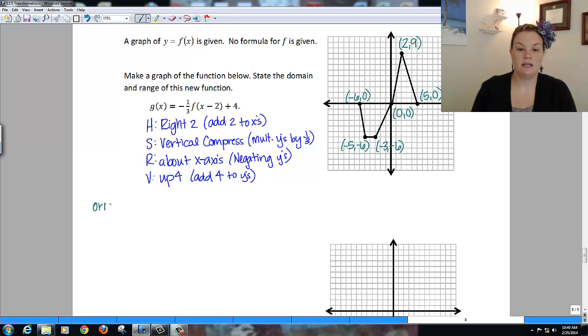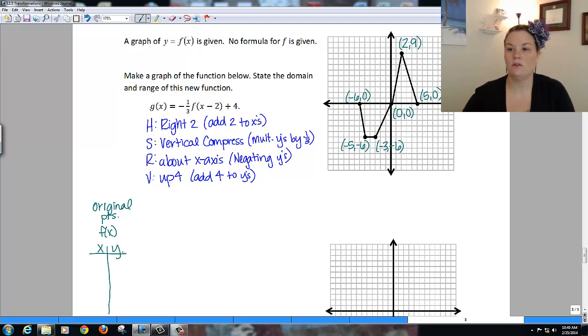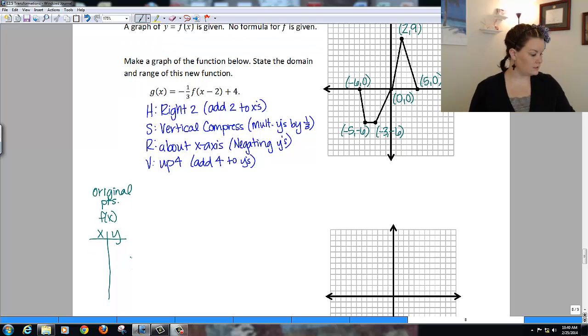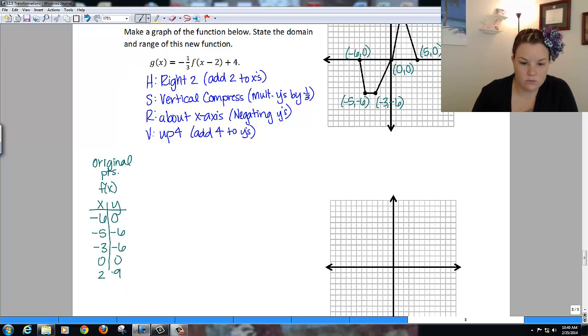So I'm going to say my original points here, which we'll just call f of x. My original points, I'm just going to write down all those ordered pairs that I just found. So I have (-6, 0), (-5, -6), (-3, -6), (0, 0), (2, 9), and (5, 0). Scroll down just a little bit so I have more room. Okay, and now I'm going to do my transformations.